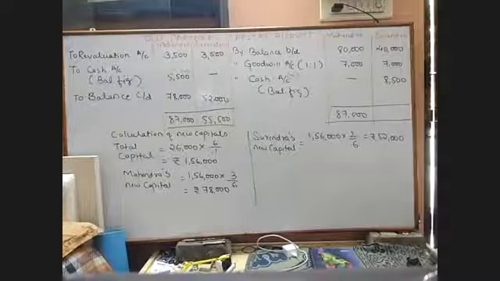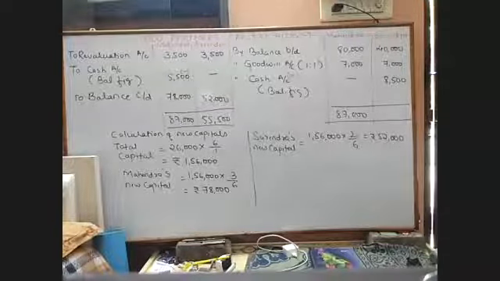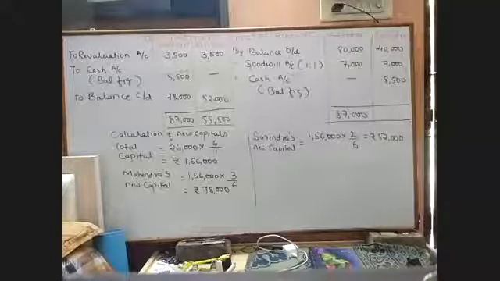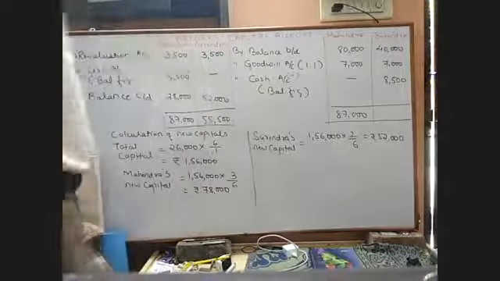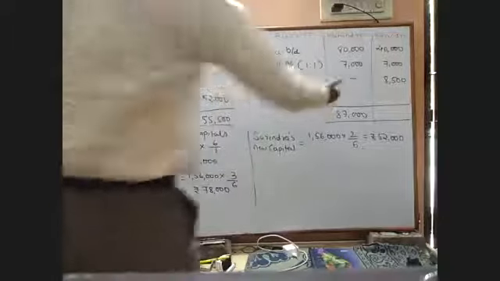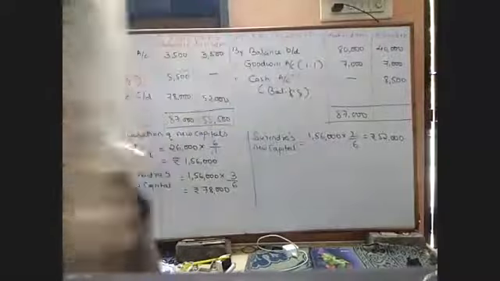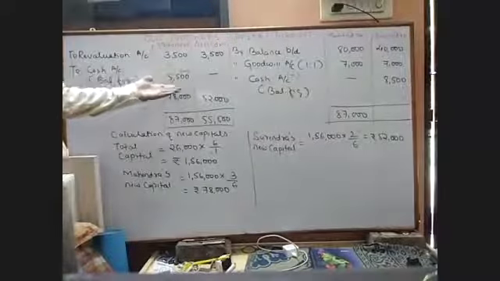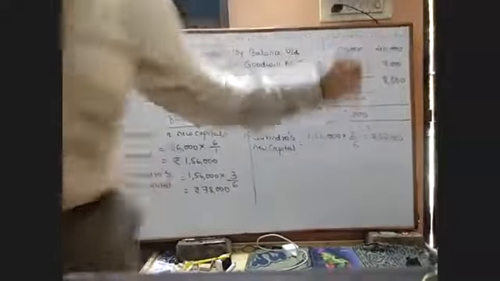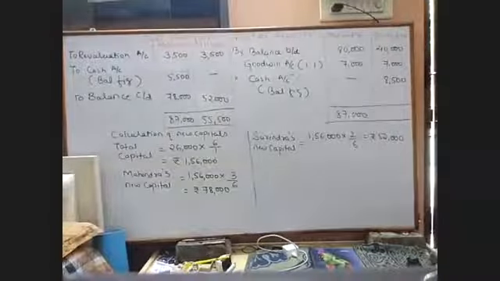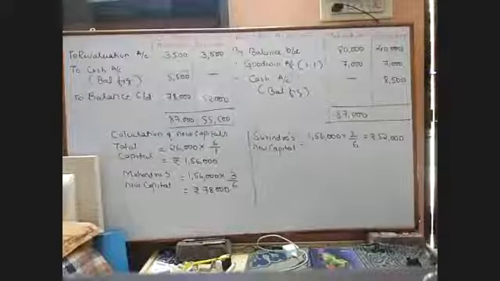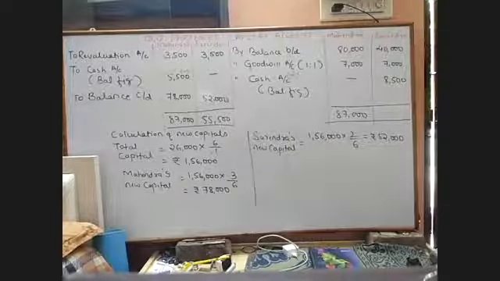Are you able to understand? The 8,500 will increase the cash balance, whereas this 5,500 will decrease the cash balance, because here the capital has been brought in, so the cash balance will increase. Here the capital has been withdrawn, so the cash balance will decrease. Yes, because it will be useful to us while finding out the cash balance.